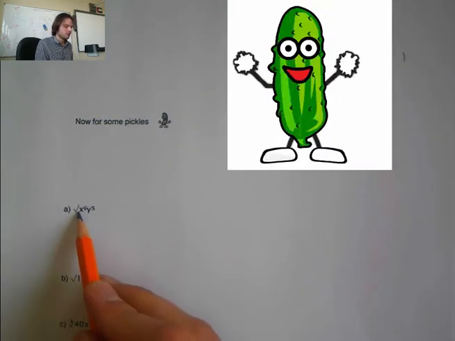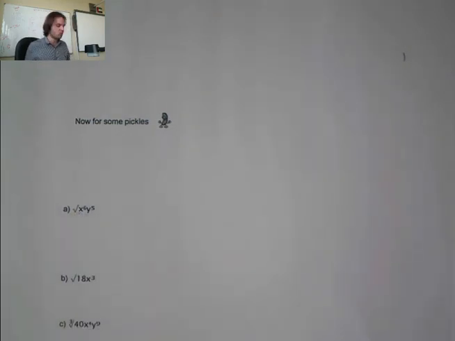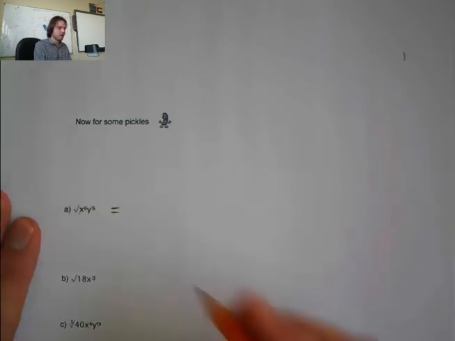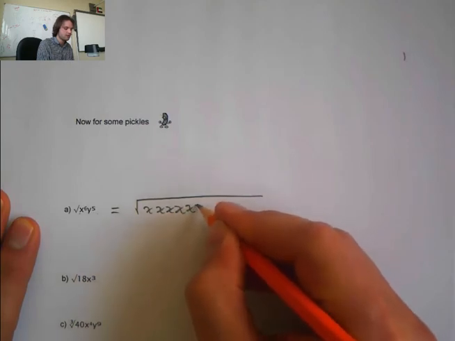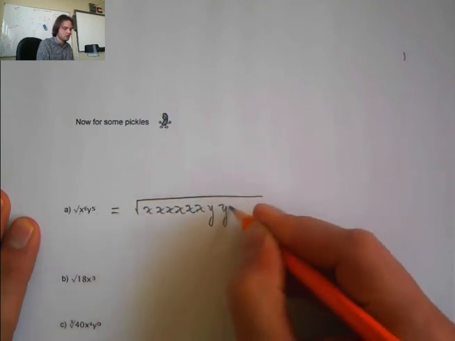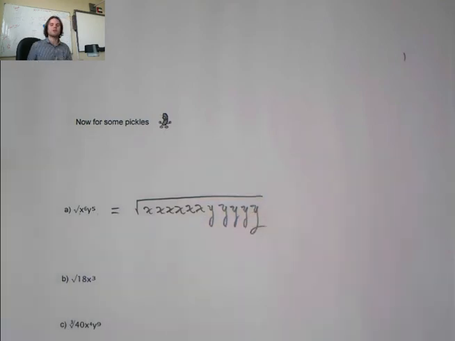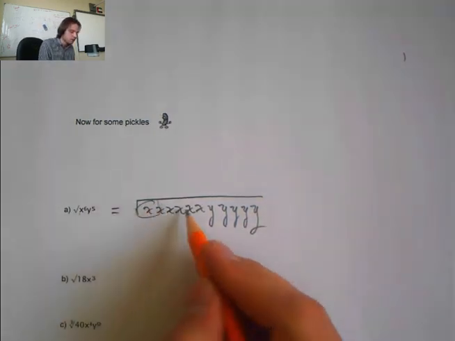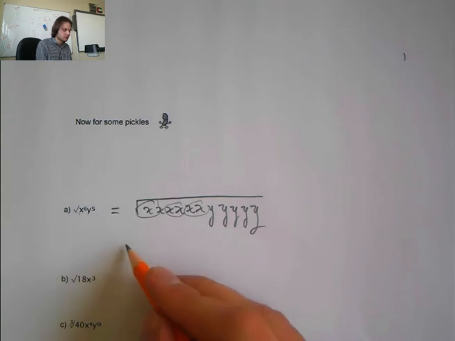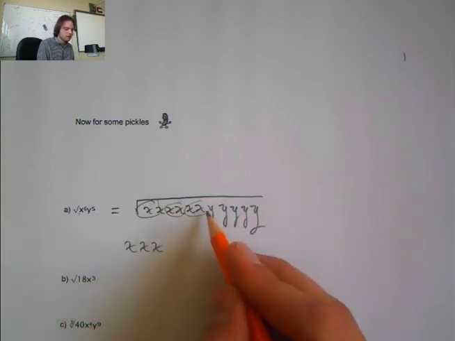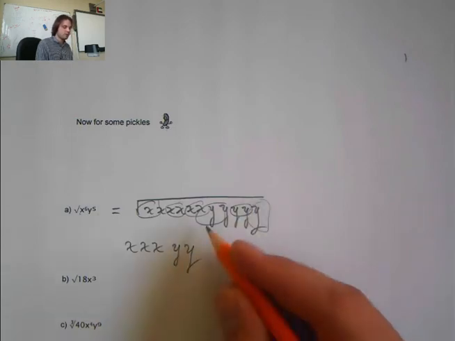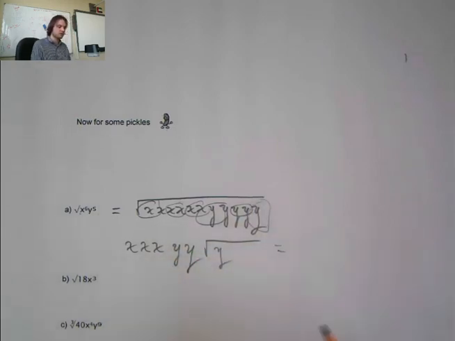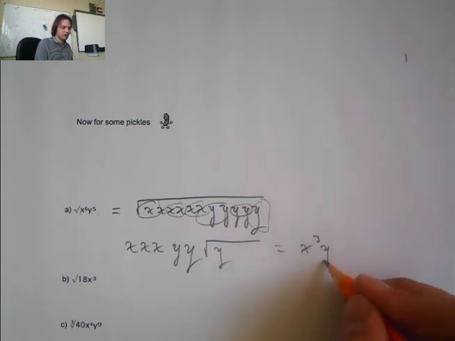Let's try this one here. So how many x's, how many y's can we get? So let's first try expanding. Okay, so I have 1, 2, 3, 4, 5, 6 x's and 1, 2, 3, 4, 5 y's. I look at that, and I have 1, 2, 3 x's, so that's x, x, x, and 1, 2 y's, so that's y, y, and there's only one y left in the square root sign. So that gives me x to the power of 3, y squared, and then we want the square root of y.